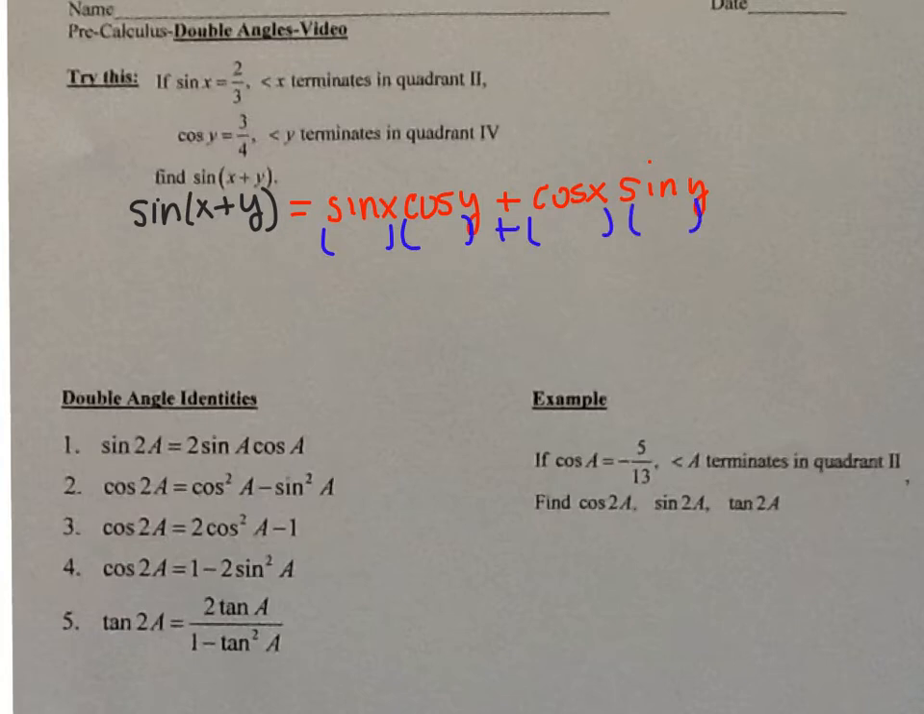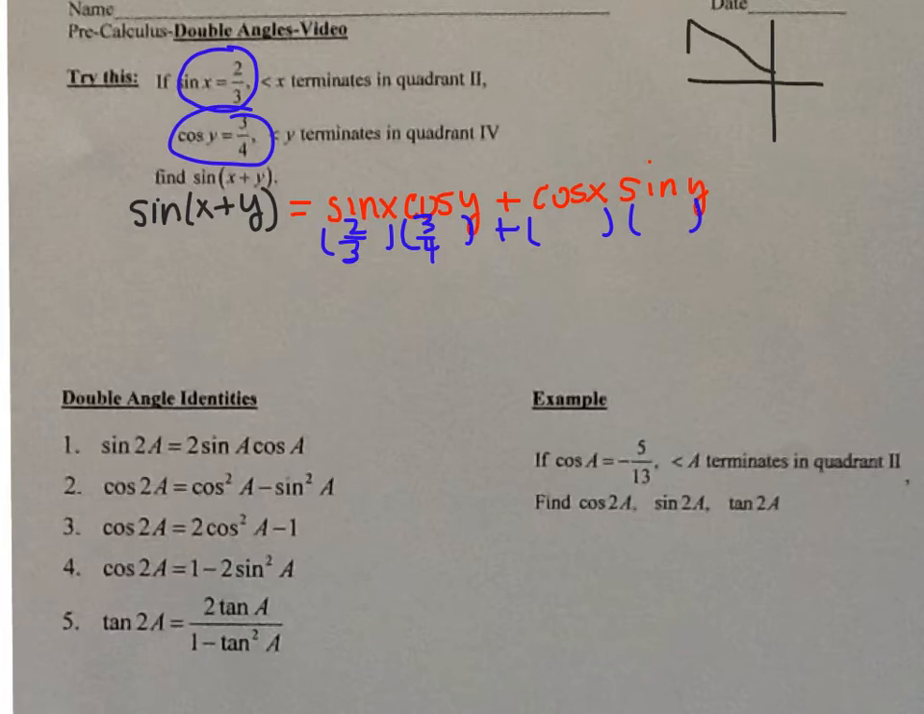So let's see what we have here. I have sine x is 2/3. Let's plug that in. 2/3 here for sine x. And I have cosine y is 3/4. So what I need to get is I need to get cosine x. So to get cosine x, I have to use sine x. So let's draw a picture. The angle terminates in quadrant 2. So this would be my angle x, my reference angle.